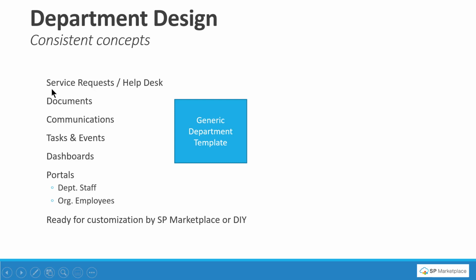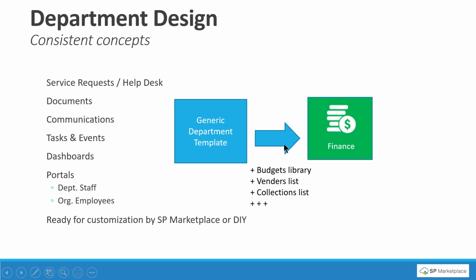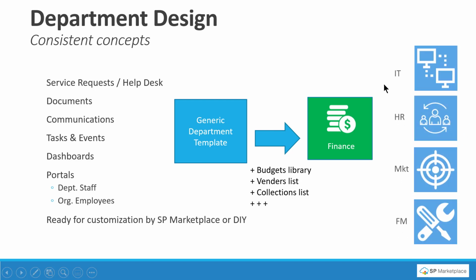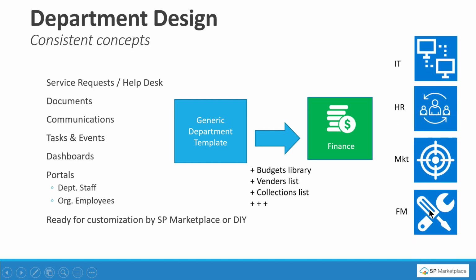And the other thing from a consistency concept perspective is we have generic departments, in which every department has a service desk, documents, communications such as news and that type of thing, tasks and event tracking, a dashboard, and it has 2 portals, that staff and employee portal. And it's ready for customization to be whatever type of department you might want to make it. So let's say we wanted to create a finance department. We could add a budgets library, a vendors list, a collections list, and all of a sudden it becomes a finance department.